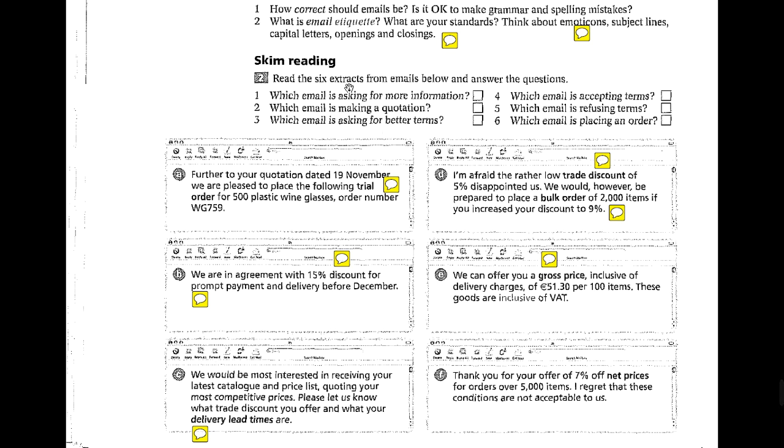So the 6 extracts that we have here from 1 to 6 with the emails A to F. So starting with email A. Further to your quotation dated on 19th November, we are pleased to place the following trial order of 500 plastic wine glasses, order number WG759. So here you have to match this with 6. So an email which is placing an order. So this is an email placing an order.